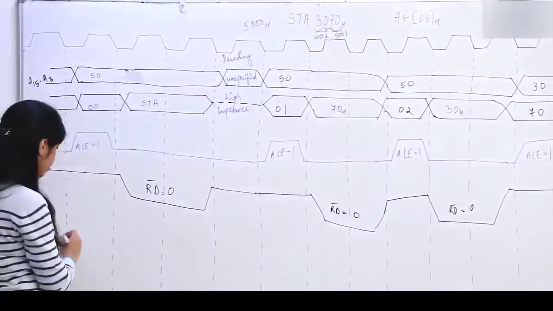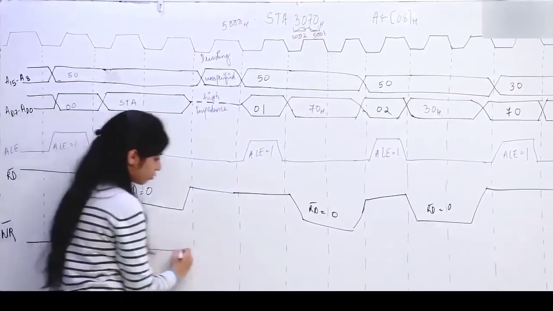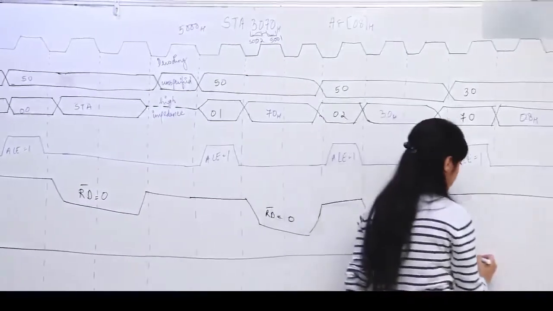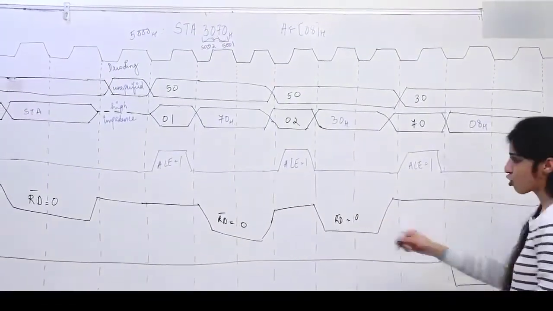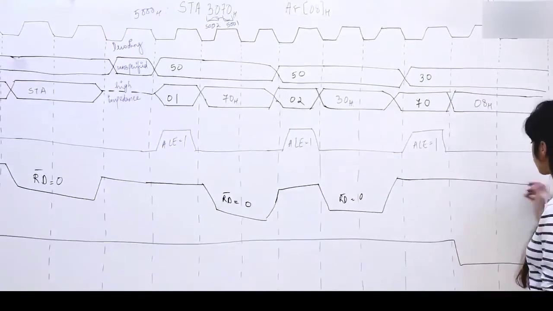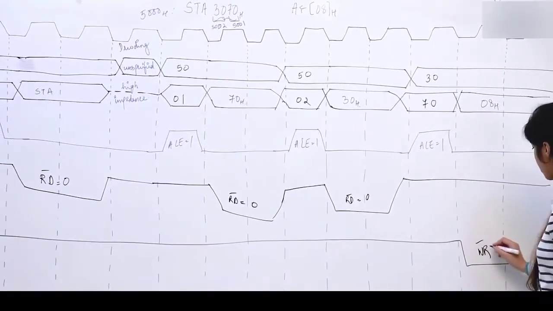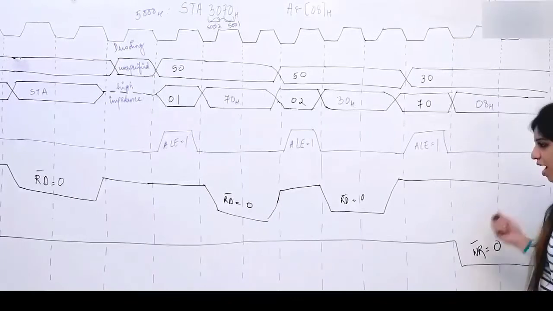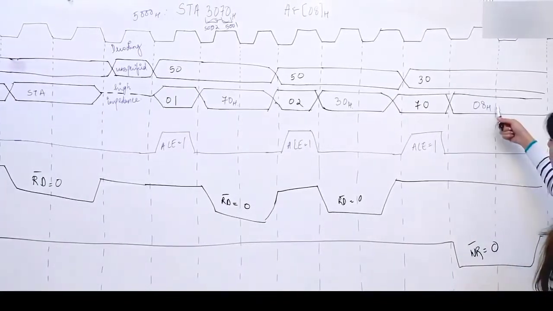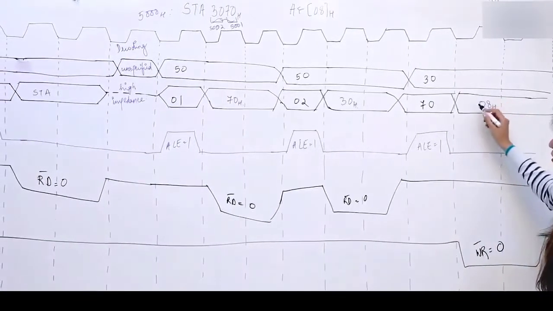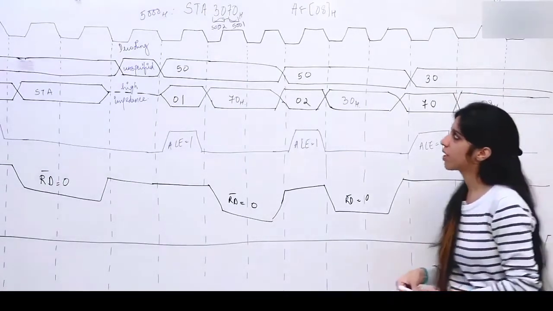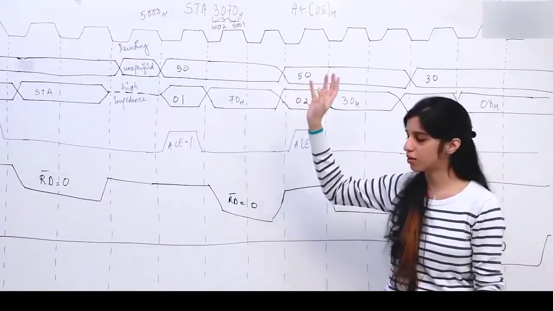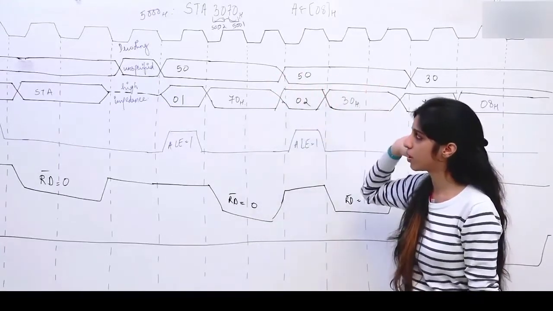There is another line known as write bar. So for these 2 cycles, this is also active low signal. For these 2 cycles, I am going to make write bar as 0. As soon as you make write bar 0, this particular data is going to be written at the location 3070. So this is a timing diagram for storing the contents of accumulator at a particular memory location.